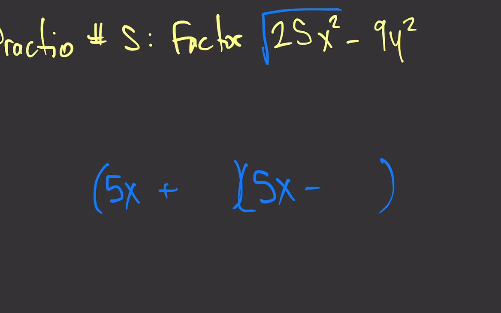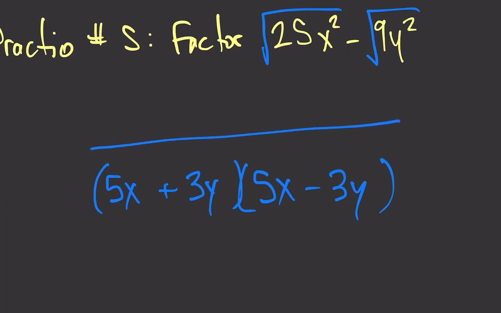Signs are different. And the square root of 9y squared, the square root of 9 is 3. Square root of y squared is y. So I get a 3y and a 3y. And there's your final answer. Okay, so that'll be the last one we practice here. I think you guys are set.